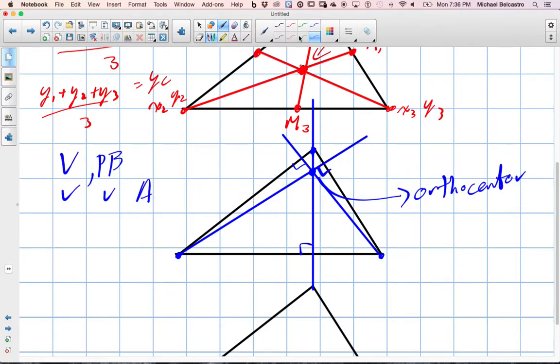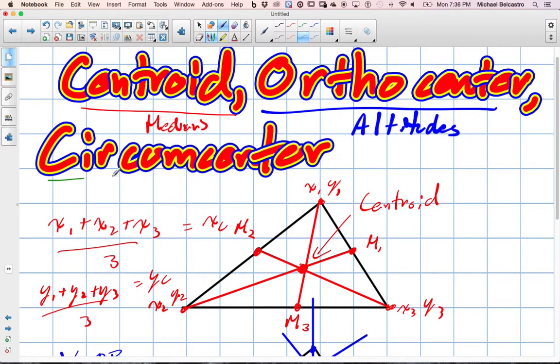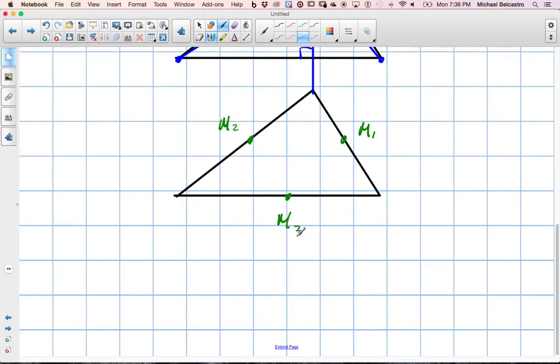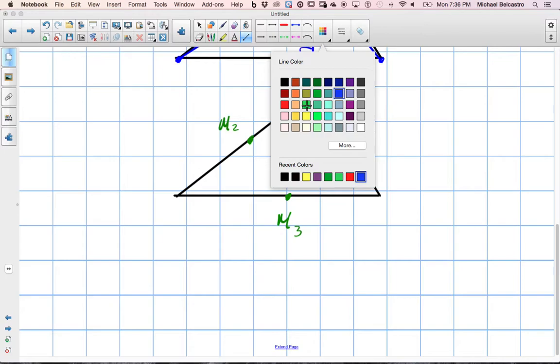And then finally, the last one, circumcenter. The circumcenter has nothing to do with vertexes at all, but it has to do with the 3 midpoints. So draw them again: midpoint 1, midpoint 2, and midpoint 3, and then from these, all of these lines are perpendicular. So these are our lines.